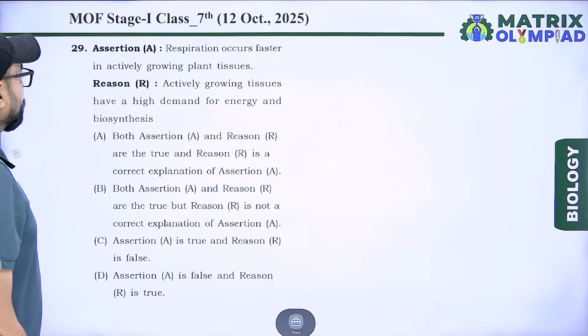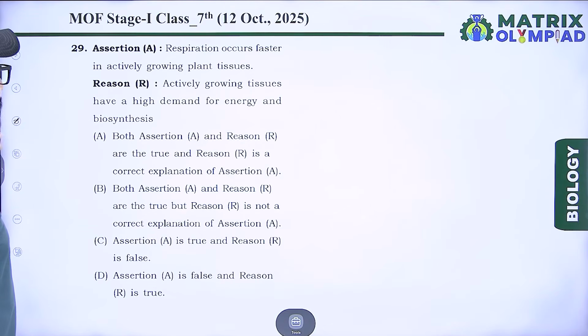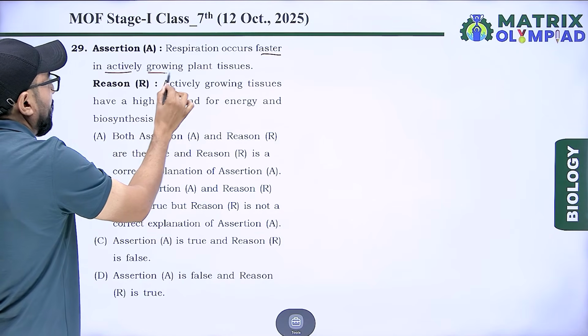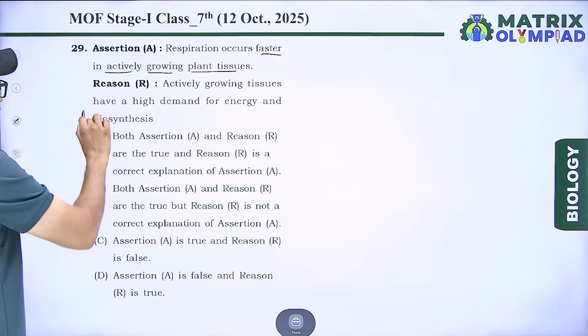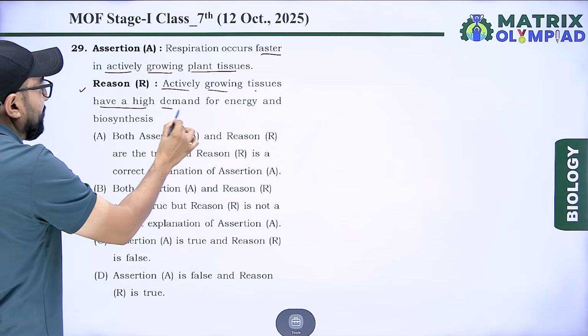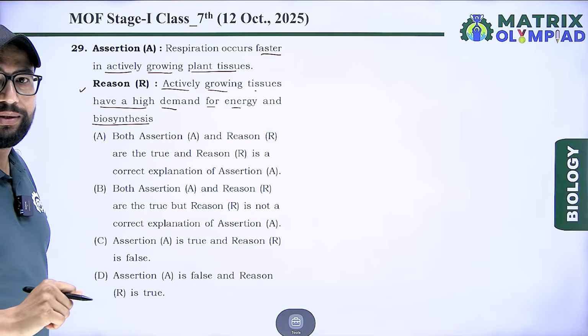Next, assertion A and reason. Respiration occurs faster in actively growing plant tissue, and the reason: actively growing tissue has a high demand for energy and biosynthesis.